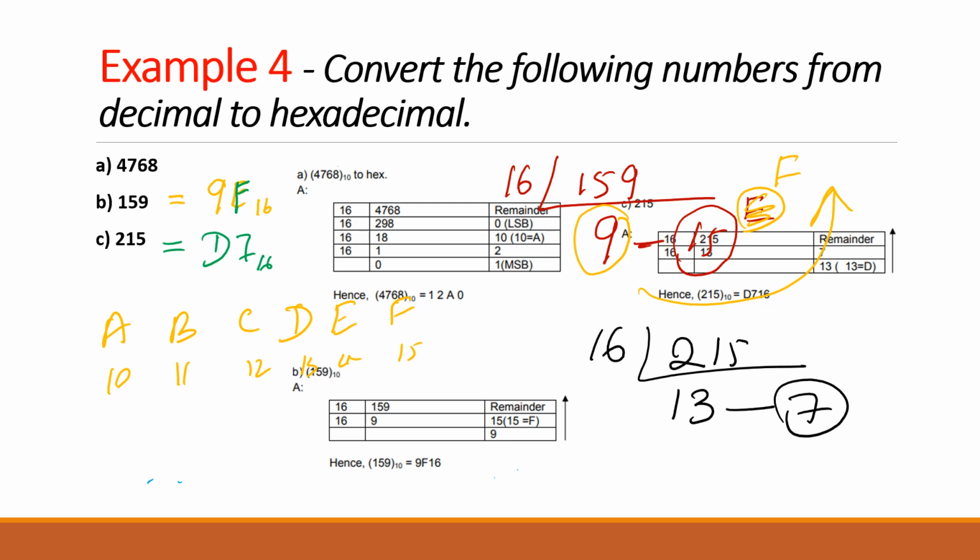13 is D. Do you agree with it? Oh, I have written it there. So 13 is D. So this is D. You write bottom to top. So D7.